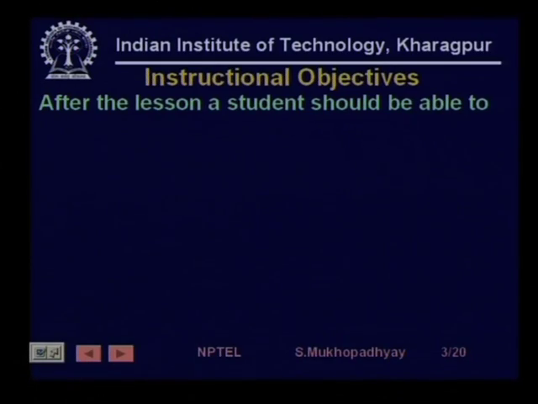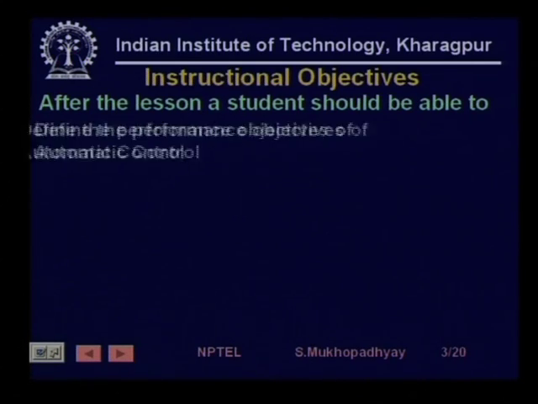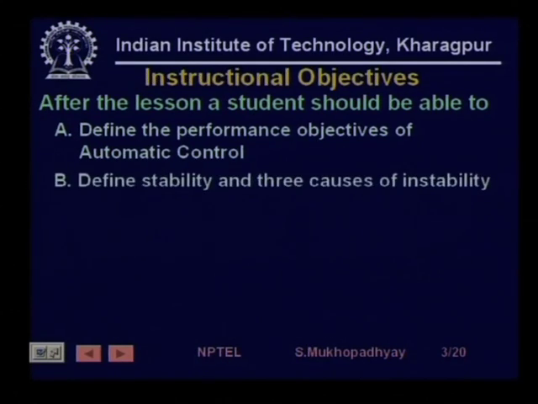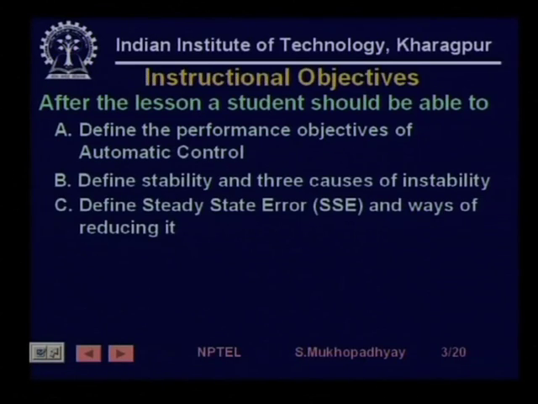As we usually do, let us look at the instructional objectives of this lesson. After this lesson one should be able to define the performance objectives of automatic control, what basically automatic control wants to do. He or she should be able to describe what stability is and three causes of instability which are very typical in an industrial process control loop. Should be able to define a very important performance indicator called the steady state error and basic strategies or philosophies of reducing steady state error.